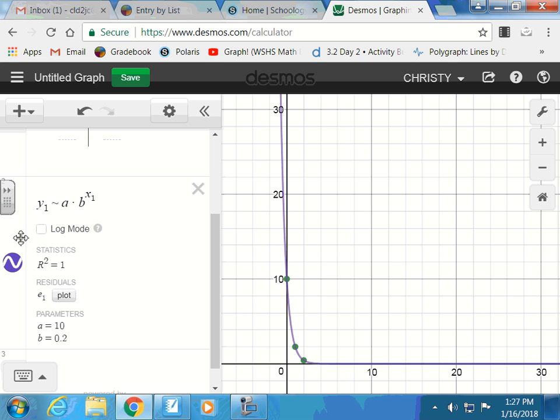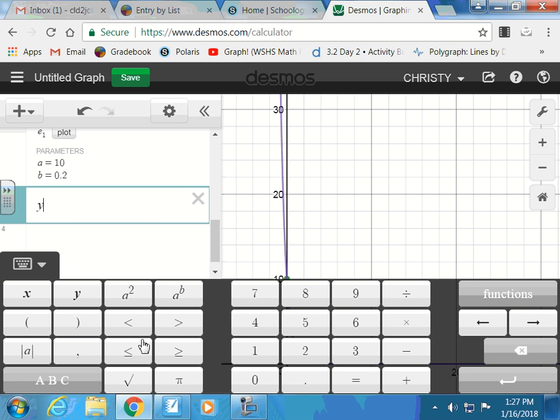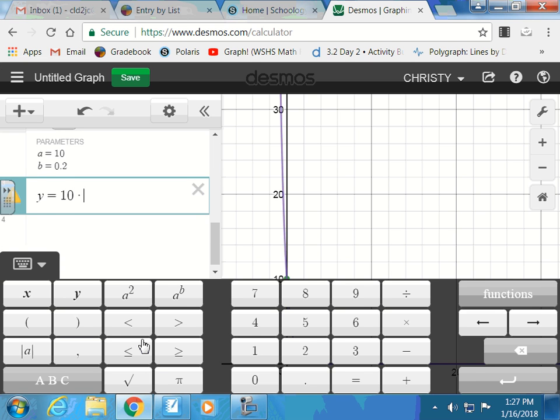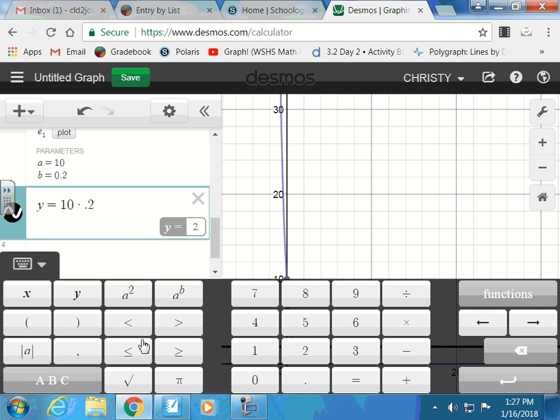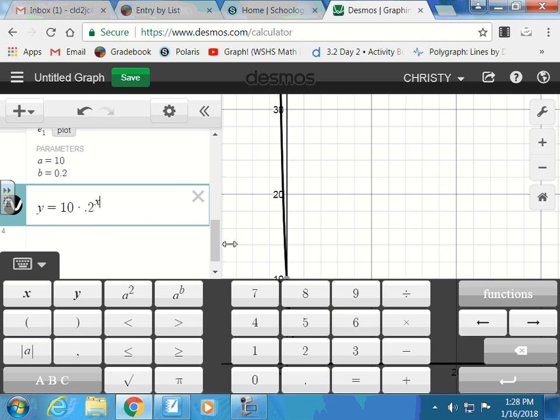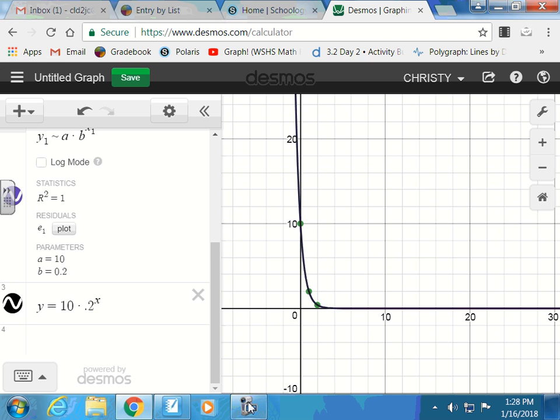The r² value is explaining to you how good of a fit the line is. This is a 100% fit. And now the a and the b, those are the a and b values. So I'm going to have you go down here and actually type in the equation of this line, just for practice. It'd be y equals a times b to the x, or y equals 10 times b, 0.2, there we go, to the x. And if your purple line and your black line are right on top of one another, then you did it right. Okay?